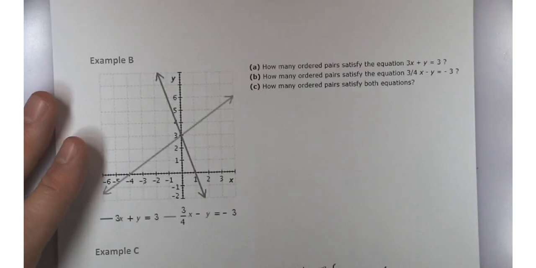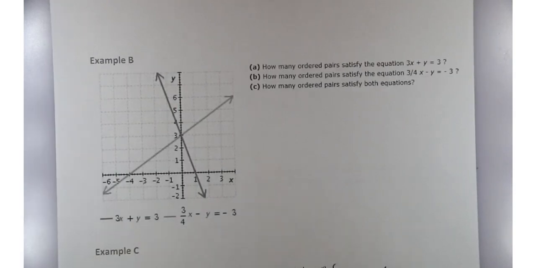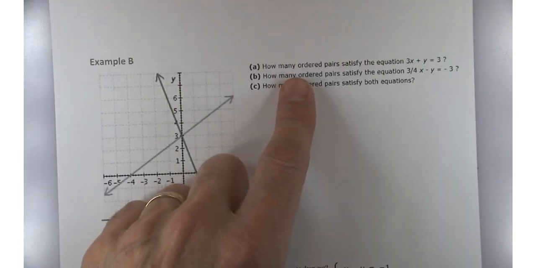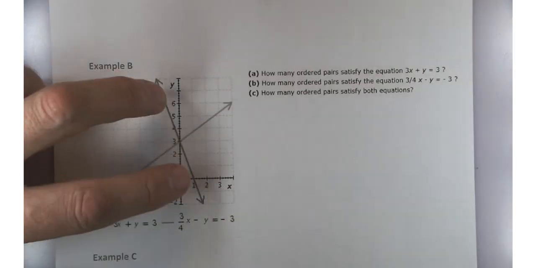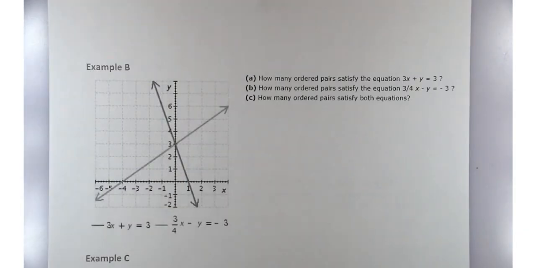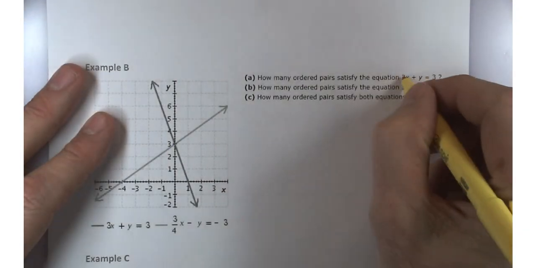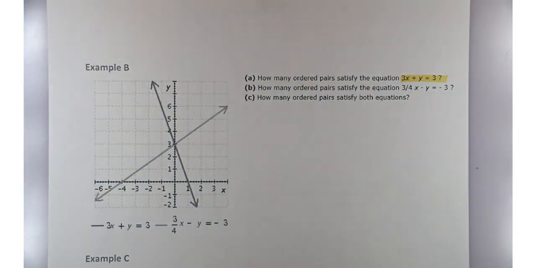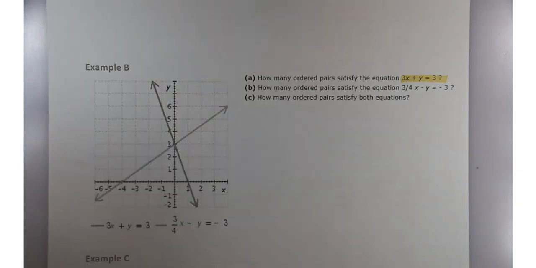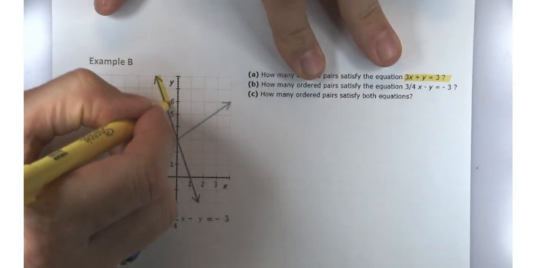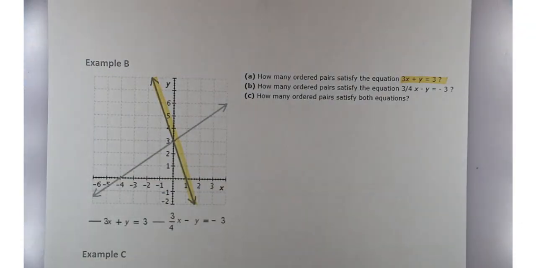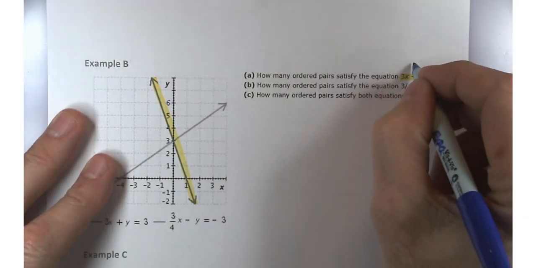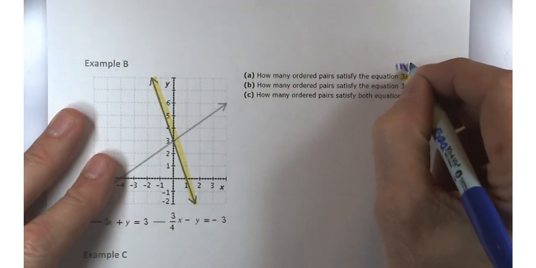To reinforce that and dovetail on that, how many ordered pairs satisfy this system of equations? Actually, that would be this one right here. So let me do this. How many pairs of numbers do you think satisfy that equation? Infinite. An infinite number, yeah. Infinite.